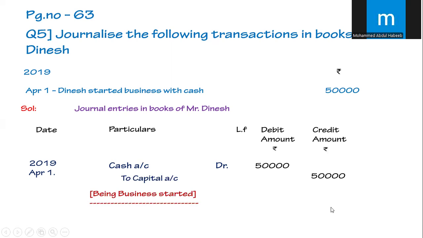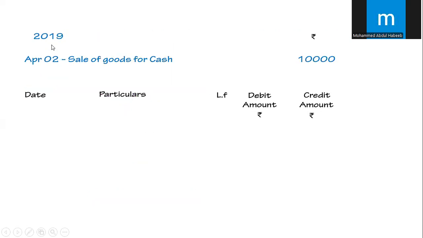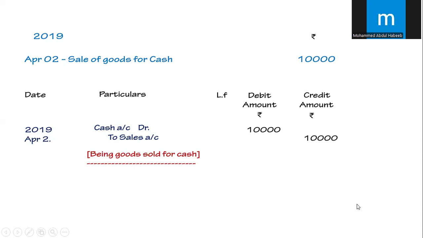Coming to the next transaction. The next transaction is on April 2nd. The transaction is given as sale of goods for cash, 10,000 rupees. So the date will be taken as April 2nd, sale of goods for cash. So we are selling goods, and in return we'll be receiving cash. So cash, as it is coming into the business, it will be debited, and it will be recorded on debit side as cash account debit. 10,000 will be recorded on debit side. We are receiving cash because we are selling goods. Sales, as it is an income, it will be recorded on credit side as to sales account, and 10,000 will be recorded on credit side, and the narration will be recorded as being goods sold for cash.